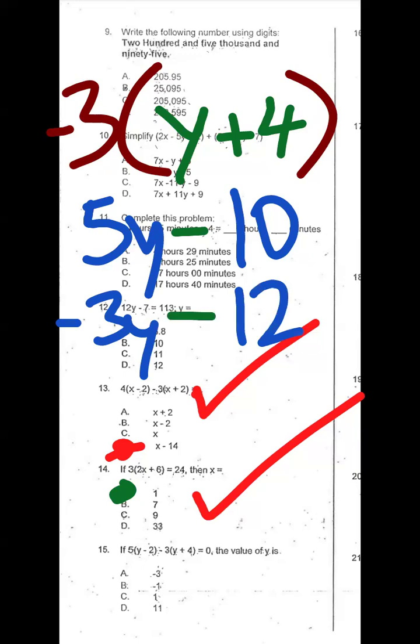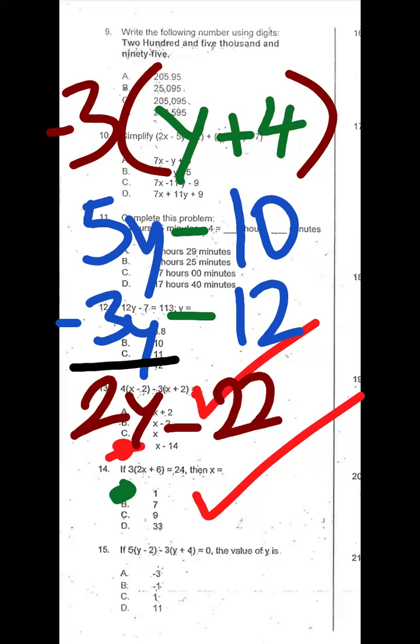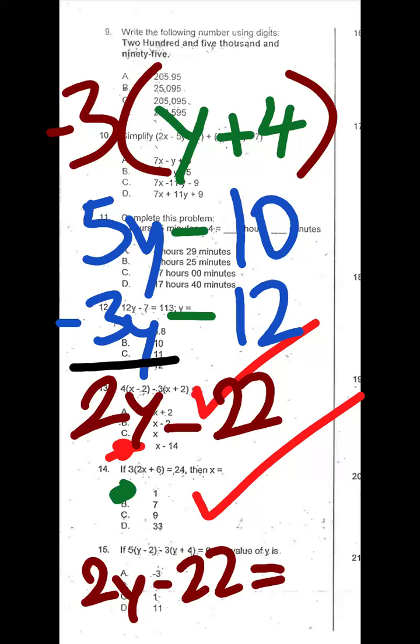So the beauty about setting it out like this is that you can see what you need to do. 5y minus 3y is what? This is going to be 2y. Minus 10 minus 12 is going to be minus 22. So therefore, we're going to have 2y minus 22 is equal to 0. So let us bear that in mind.